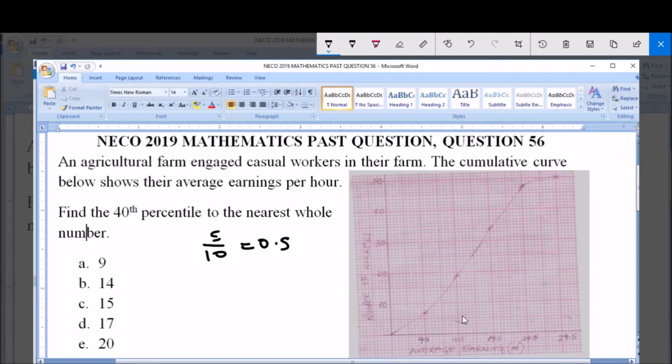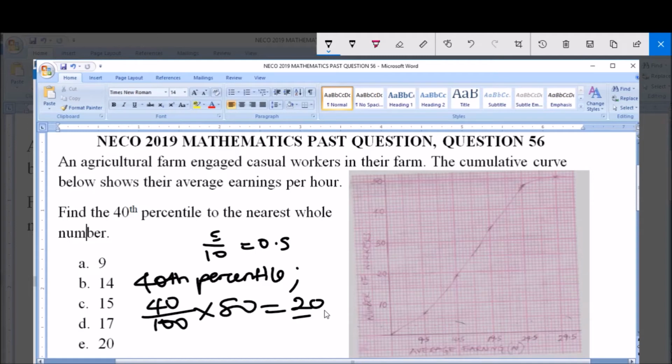Now we are asked to find the 40th percentile. For us to find the 40th percentile of this cumulative distribution, we use the cumulative frequency. That is the number of workers, which is 50. So we find 40%. That's 40 over 100 multiplied by 50, and this will give us 20.